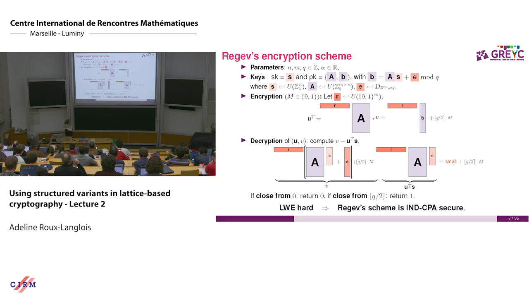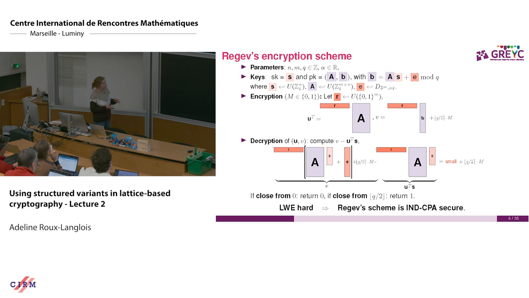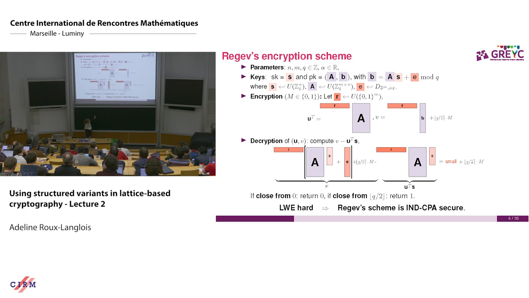And given your encryption and the secret, you can decrypt by computing V minus U times S. Okay. S is your secret. When you know it and you subtract R times A times S from V, you have something small, which is R times E, small compared to Q. And you have this Q over 2 times M, which is either 0, or Q over 2. So then, if it's close to 0, the encrypted bit is 0. If it's close to Q over 2, it was 1. So that's the encryption scheme.